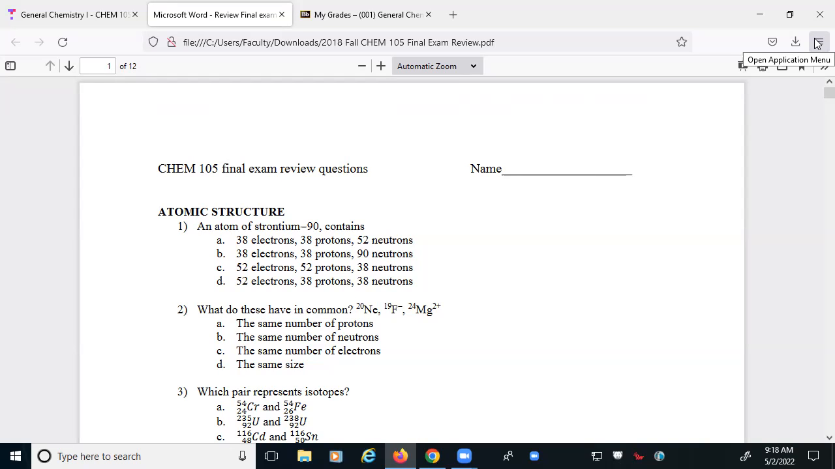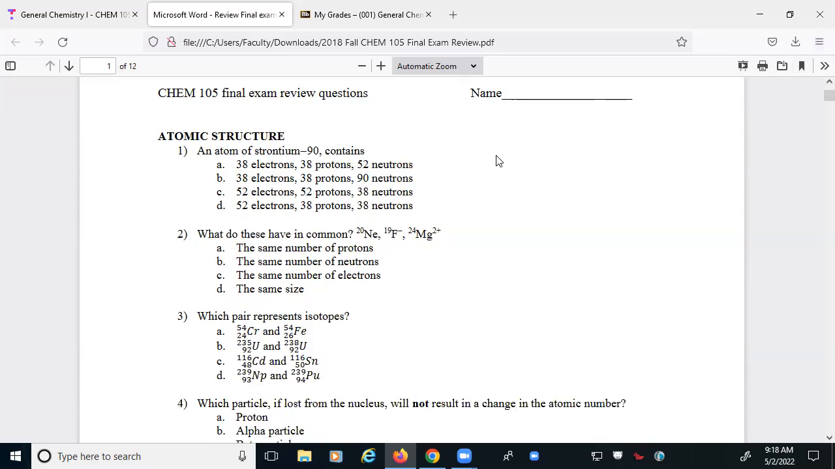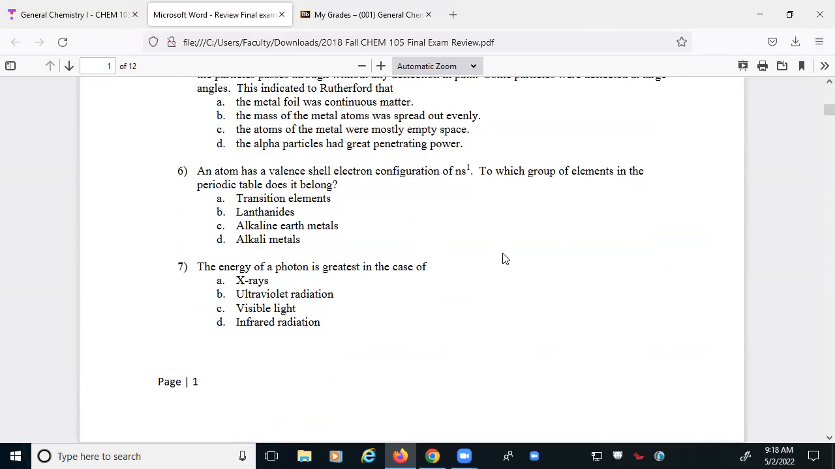No? Number 6, all right. All right, an atom has a valence shell electron configuration of ns1. Where does it belong?